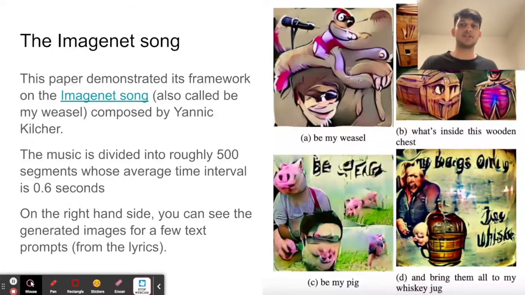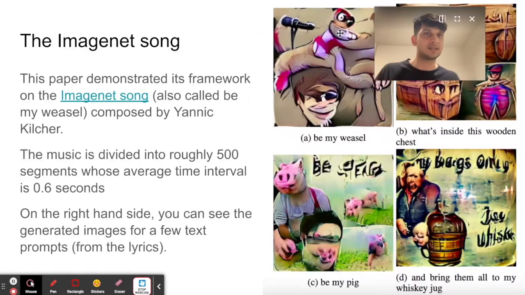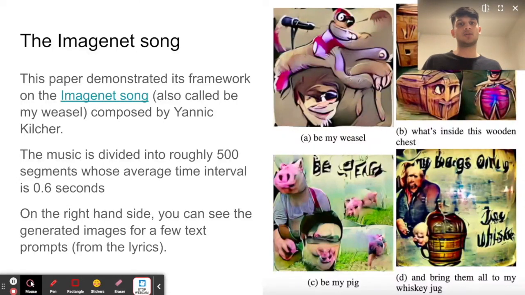On the right-hand side, you can see the generated images for a few text prompts. So there's a part where it says, "Be my weasel," and you can see the weasel of sorts. "What's inside this wooden chest?" You can see a certain wooden chest here. Then "Be my pig." I feel like there are some pig elements. And "bring all them to my whiskey jug," which feels very whiskey and jug to me. And also I see some text written in places, which is very interesting because they did not program this, it just happened. So I'm curious as to what would happen if we actually programmed it to be a lyric music video of sorts.